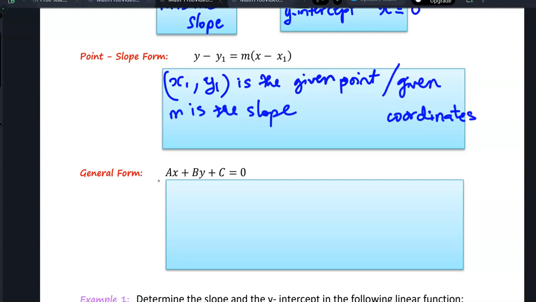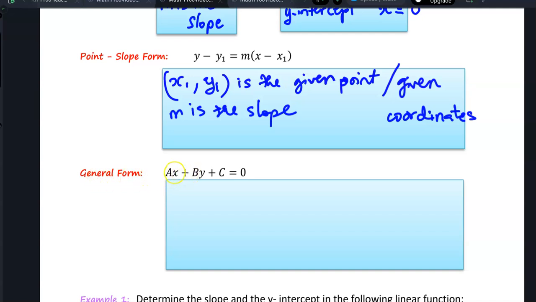Why do they call it a function? Because you can change the value for x, you can change the value for y. Because it's on the Cartesian plane, you can pick any coordinates and substitute into the equation. Okay, so therefore it's called a function. A function has two variables, x and y, and they depend on each other to form the equation, to form a straight line. So this is called the general form.